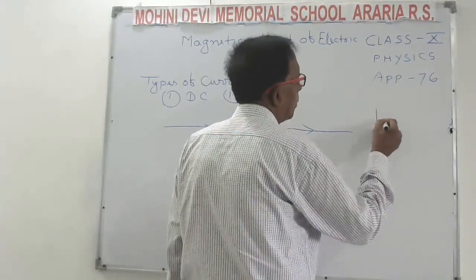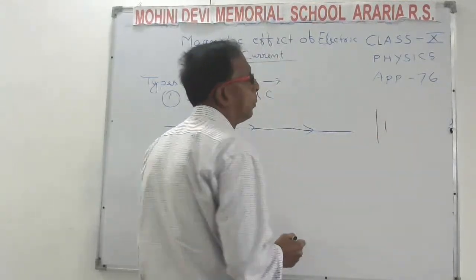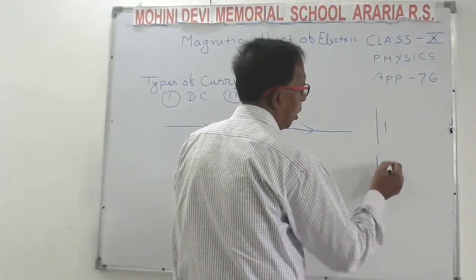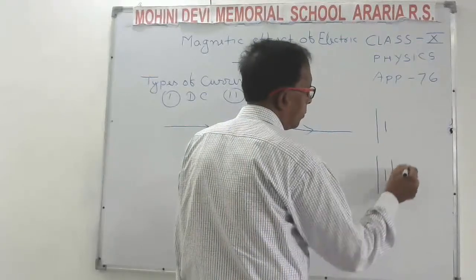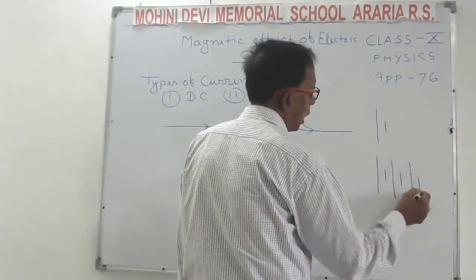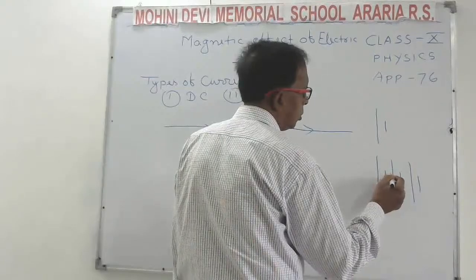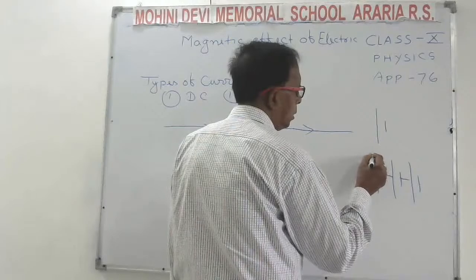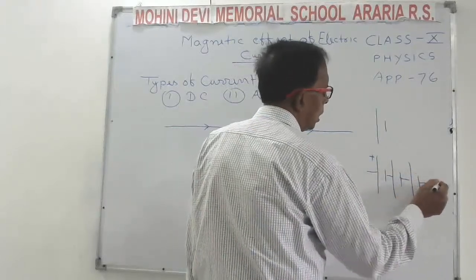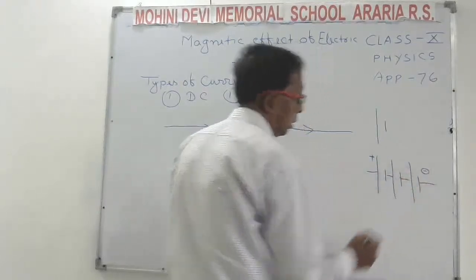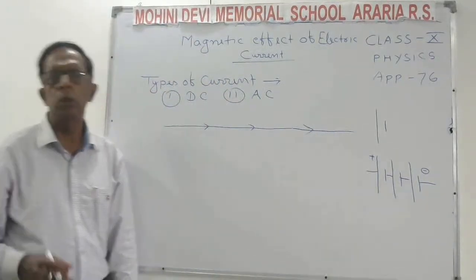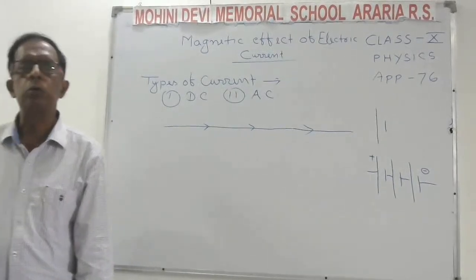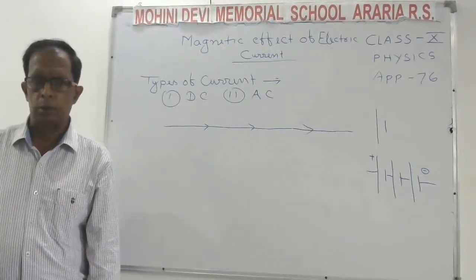The cell is represented by two parallel lines, and the battery is a combination of a number of cells. Here I have joined three cells. The big line is the positive terminal, the small line is negative. This is the source of DC, and DC current is also produced by generators.